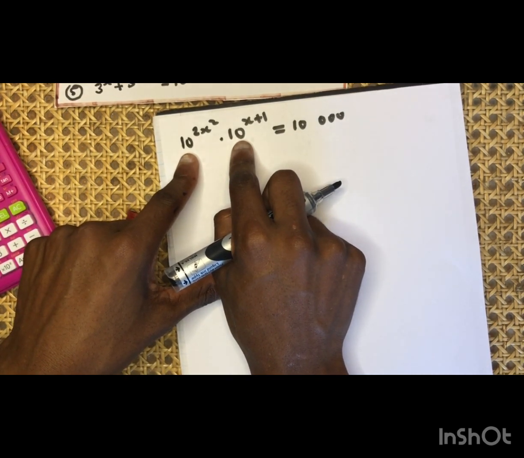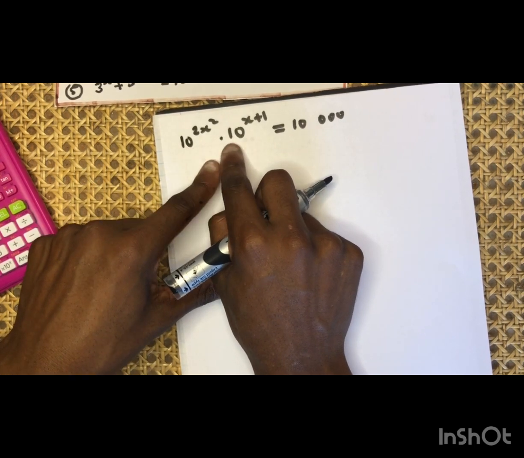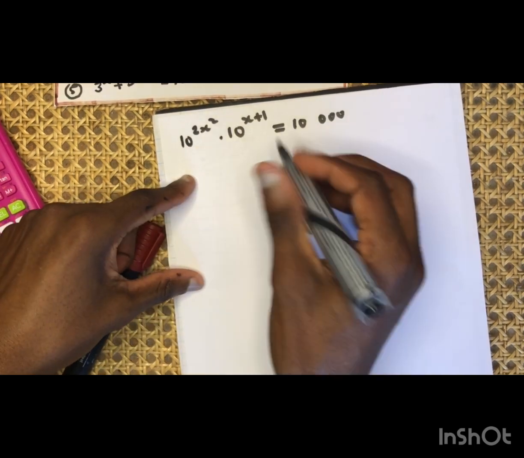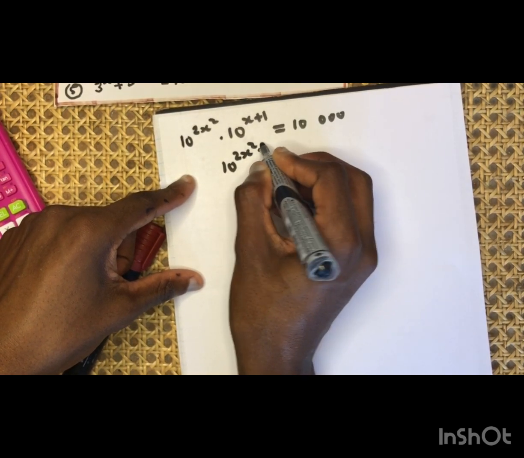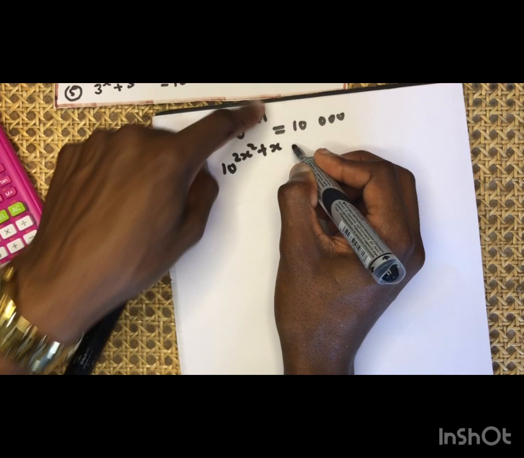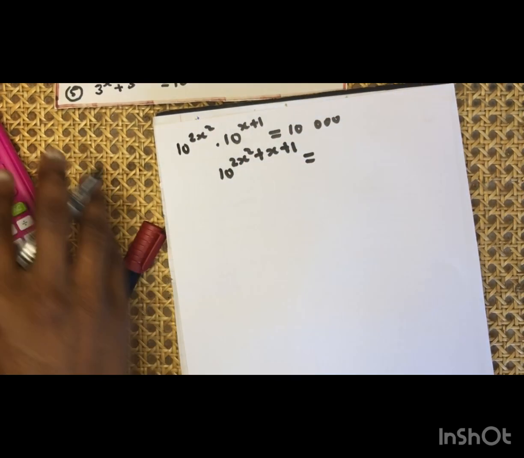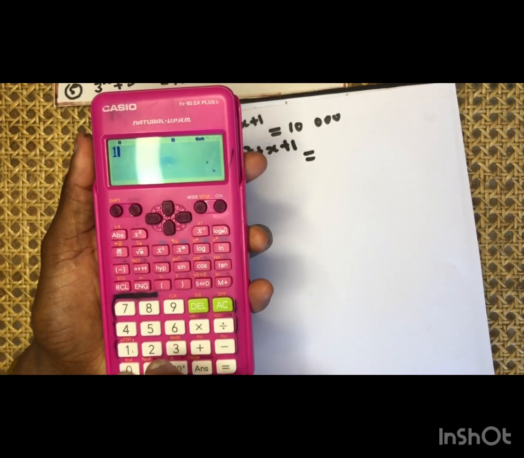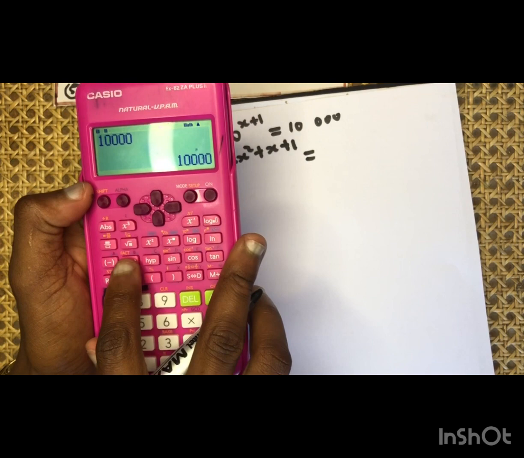Yes, the bases are the same. So what must we do? We have to take one base and add the what? The exponent. So I'm going to have 10 and 2x squared here plus this x plus 1 equal to, now let's write this one as a prime base. So it's 10,000 equals to, then it's 10, then press factor.